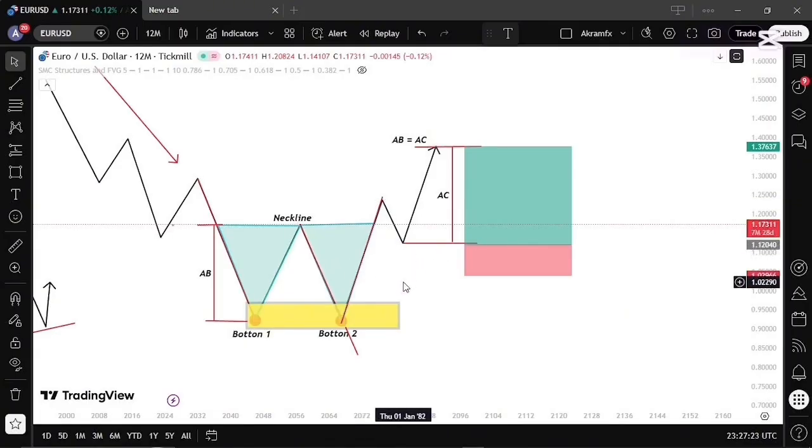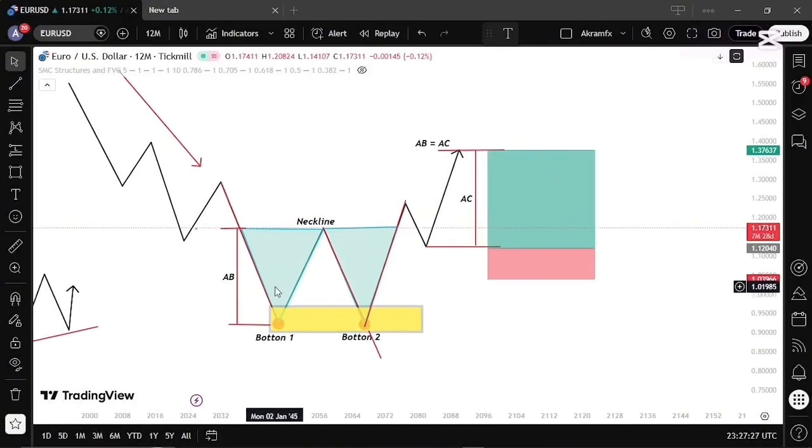How do we target the take profit? We measure the distance from one bottom to the neckline, like AB. AB is the distance from the bottom to the neckline. This distance is the same as AC, and approximately the distance from the bottom to the neckline is the same distance that prices will move towards the profit level after breaking the neckline.